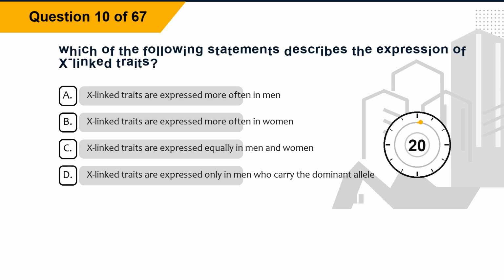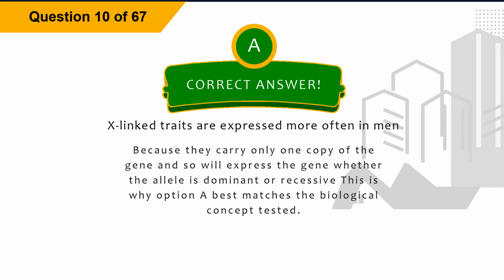Question 10. Which of the following statements describes the expression of X-linked traits? Option A, X-linked traits are expressed more often in men. Option B, X-linked traits are expressed more often in women. Option C, X-linked traits are expressed equally in men and women. Option D, X-linked traits are expressed only in men who carry the dominant allele. The correct answer is option A, X-linked traits are expressed more often in men. Explanation. Because men carry only one copy of the gene, they will express the gene whether the allele is dominant or recessive. This is why option A best matches the biological concept tested.